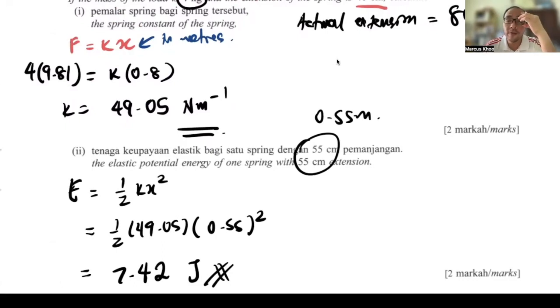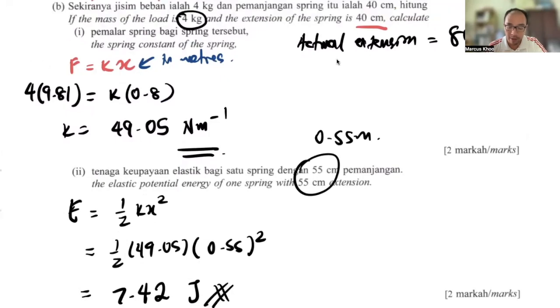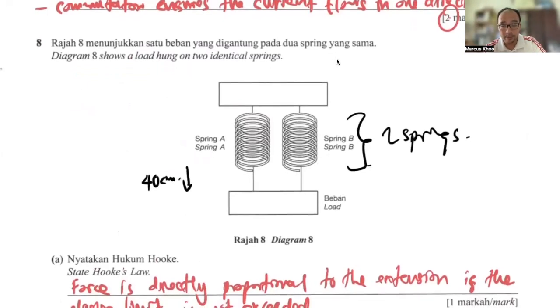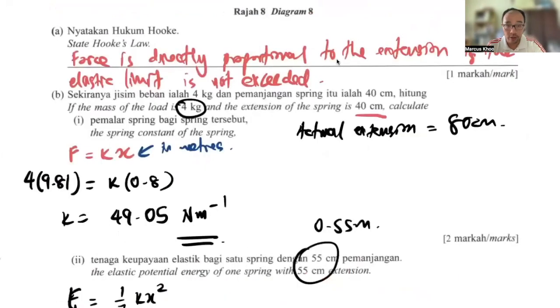So be very careful when it comes to Hooke's law, especially if you're talking about parallel or series arrangement of springs. The extension given may not necessarily be referring to just one spring. It can actually be referring to more than one.